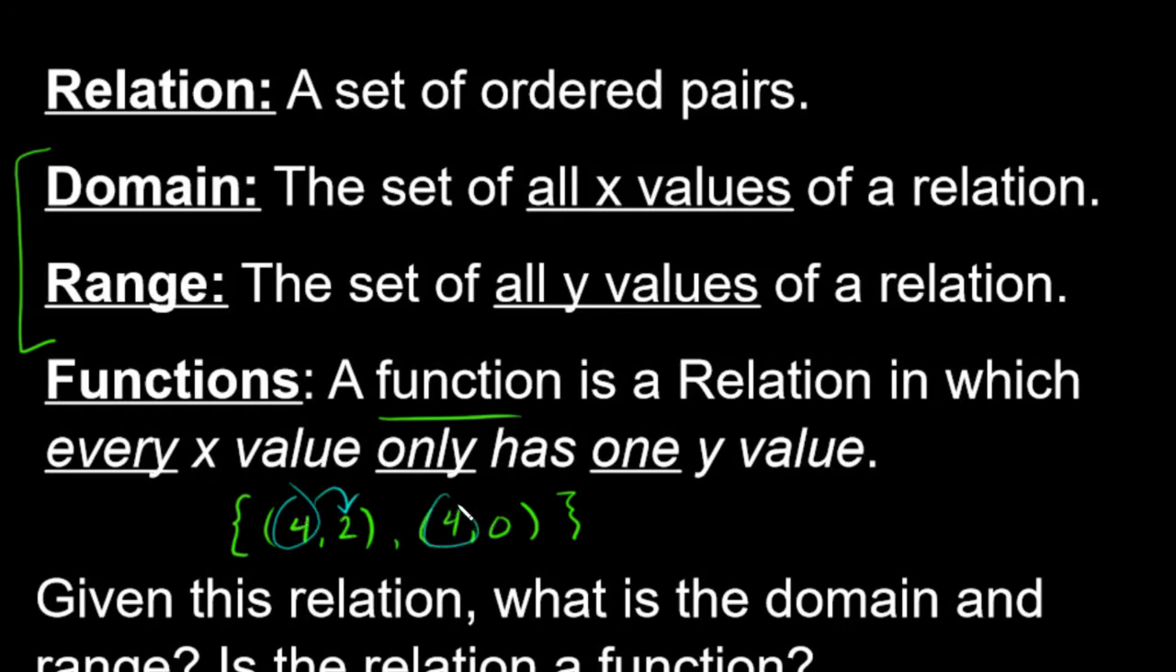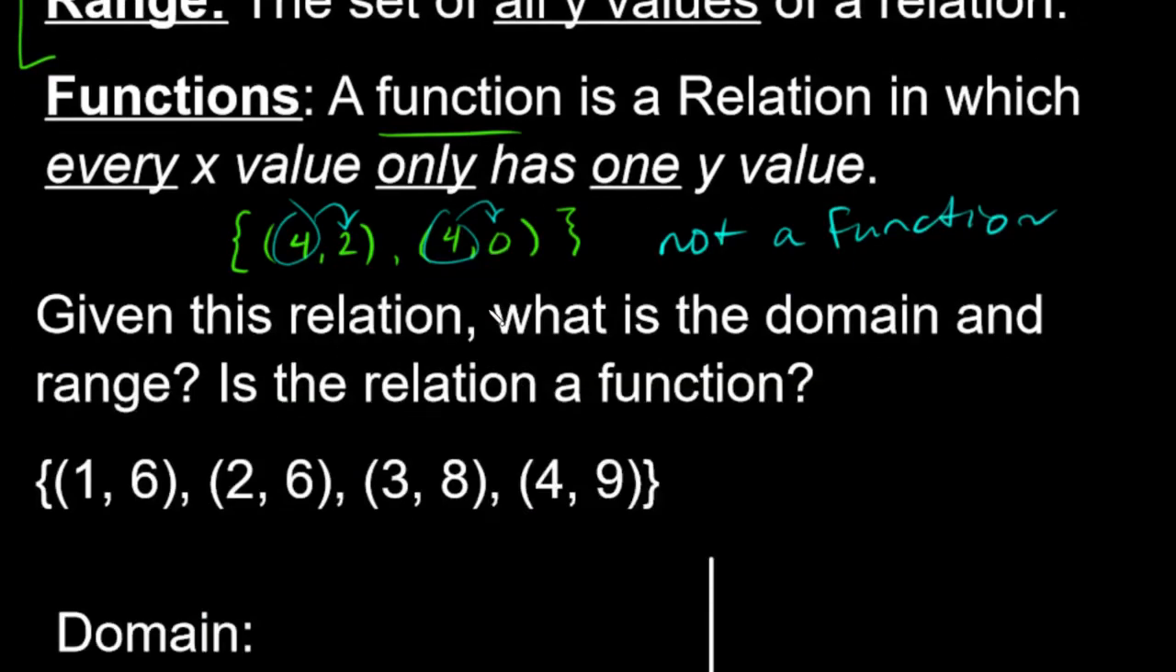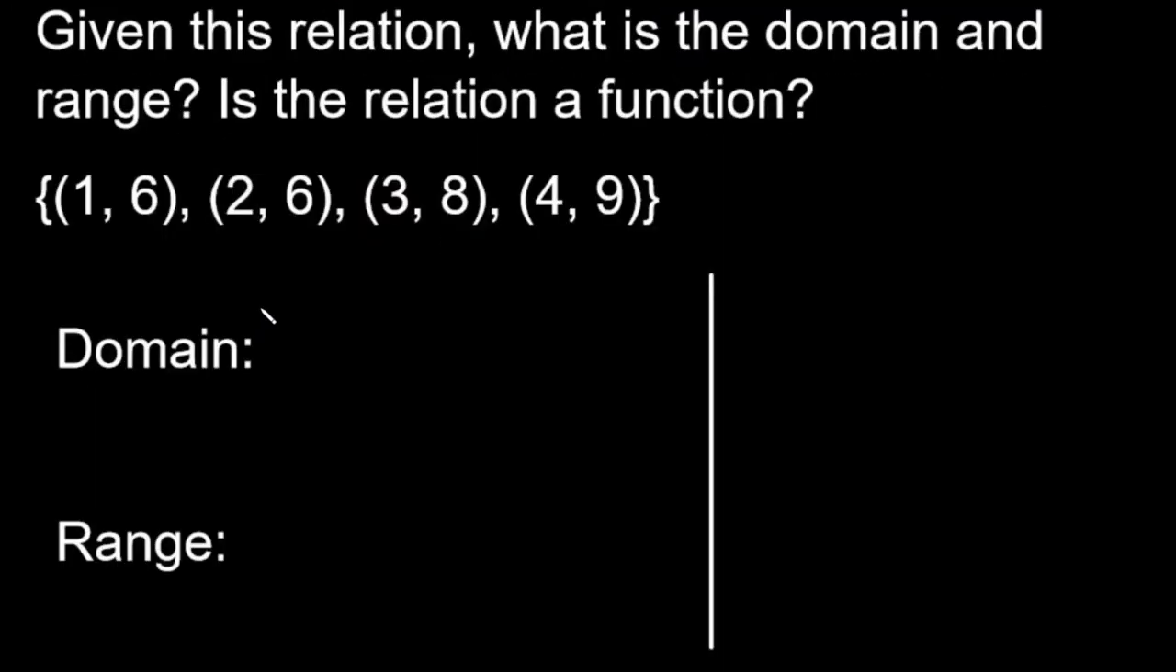But right here, it's saying that 4 went to 0. That's saying that the same x value has two different y values. That means this is not a function, okay? Does that make sense? So this is an example of a relation that would not be a function, okay? So not a function. All right, so moving on. Given this relation, what is the domain and range? Is the relation a function?